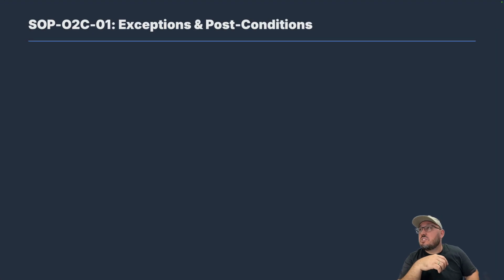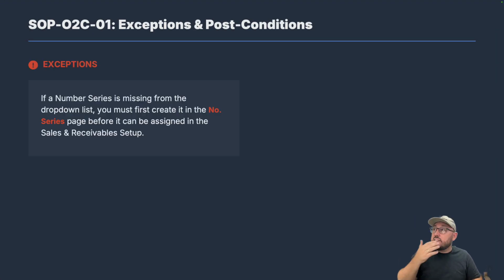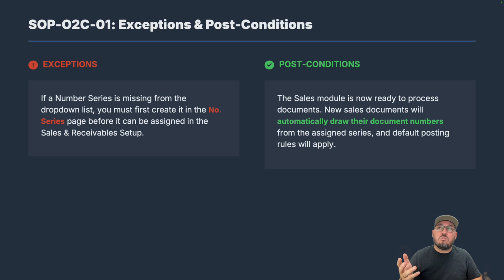All right, so getting to the wrap up, an exception: if a number series is missing from the drop down list, you must first create it. If you try to do a document, it's going to fail. All right, and the sales module is now ready to process documents. New sales documents will automatically draw their document numbers in their setups from the general setup. So as you open up a customer document, it just works, or your customer just works. It works the way you want it to work.